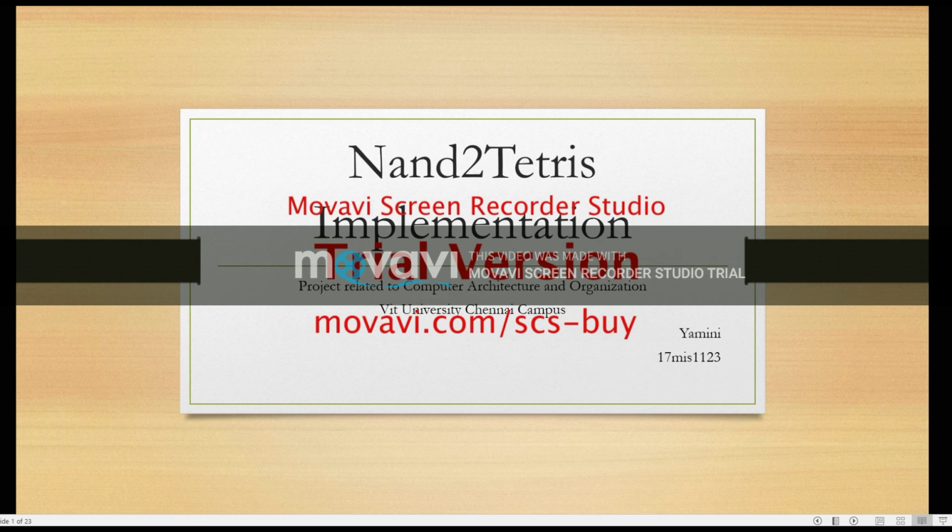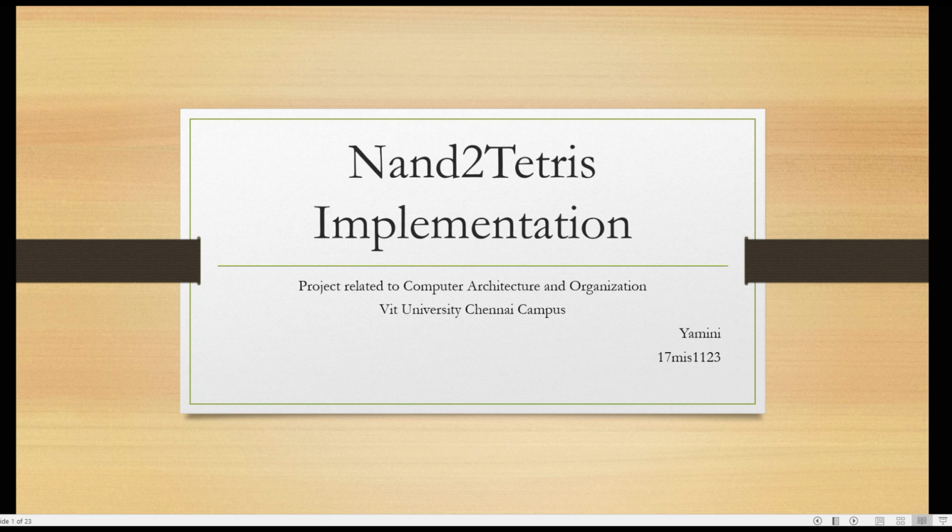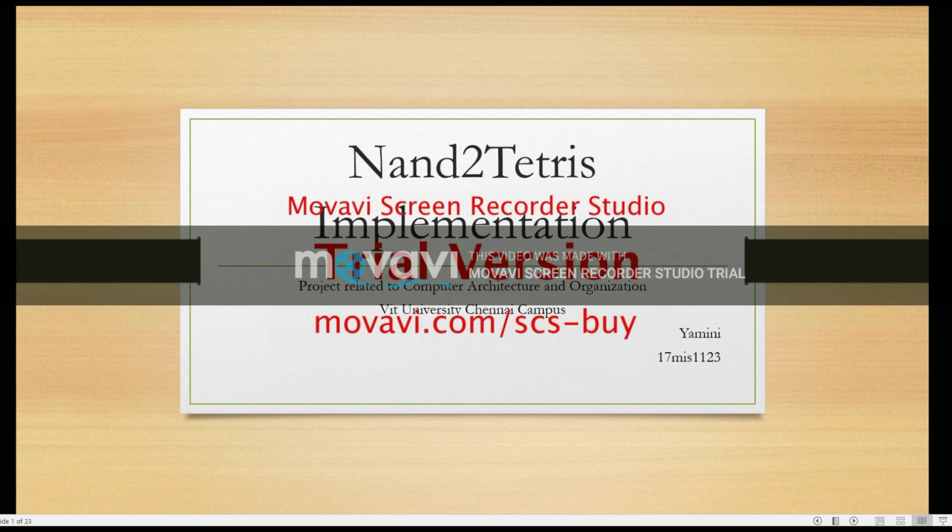Hi friends, today we can see about Nand2Tetris implementation in computer architecture and organization. Tetris is a game, as we all know. We used to play that one in our childhood in a device. So now we see how this Tetris game is implemented using NANDs, some logical gates.